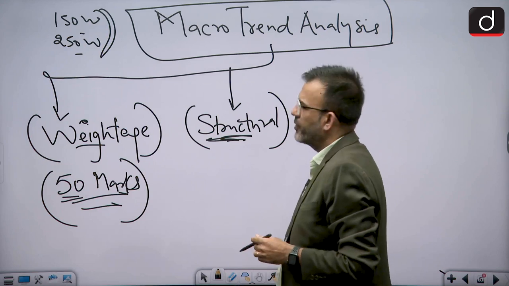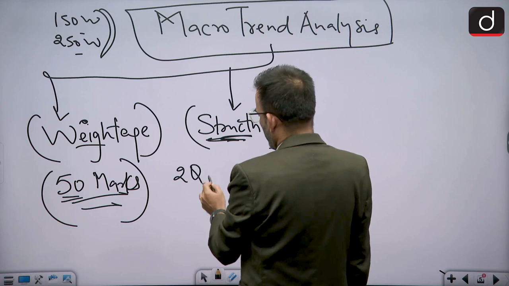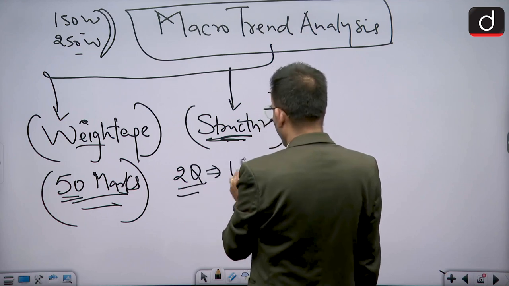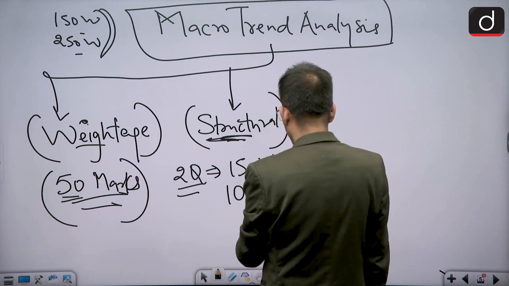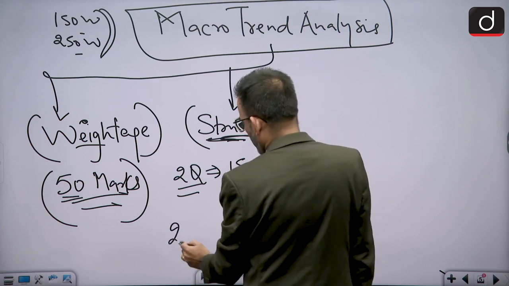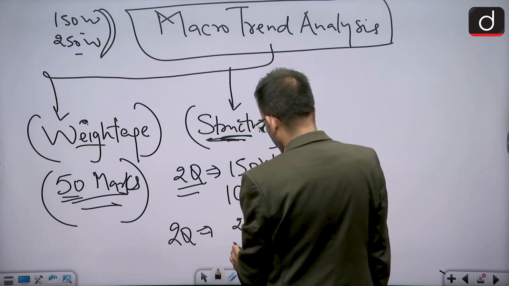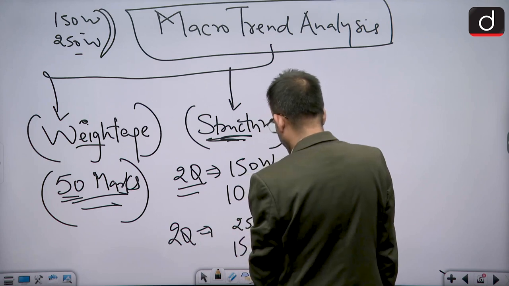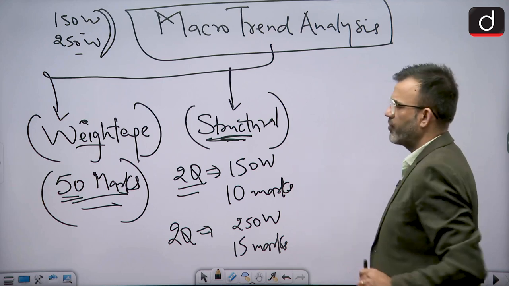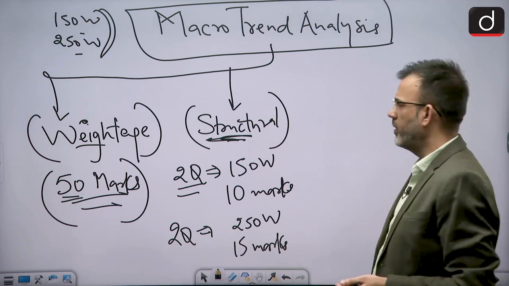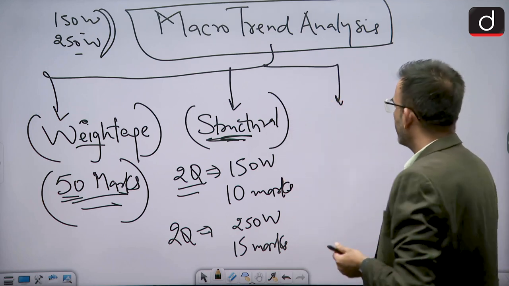So, structurally also trend says that in IR you will have two questions of 150 words and they have a weightage of 10 marks, and then two questions of 250 words, weightage of 15 marks. So, in all you will have 50 marks question. So, this structural thing also remains the same this year as in previous years.